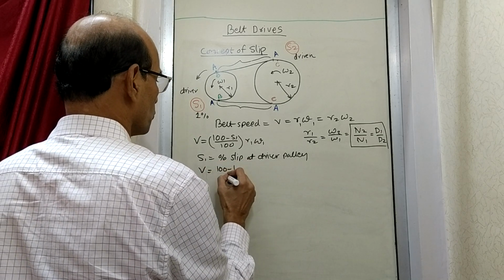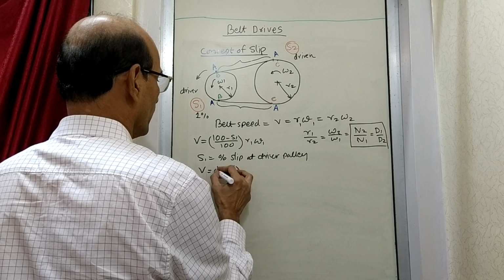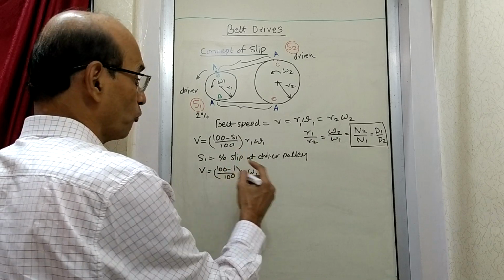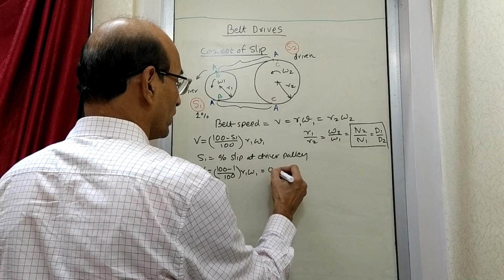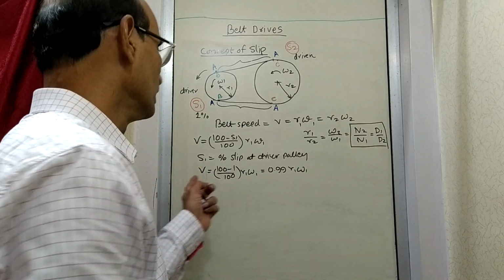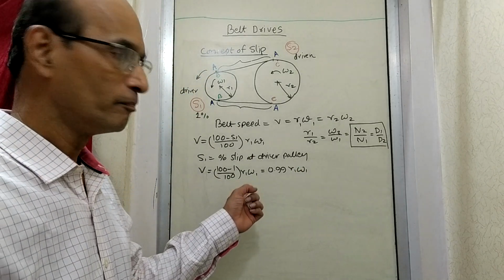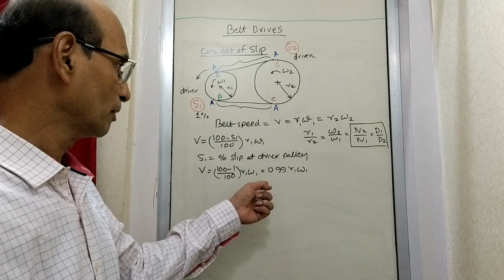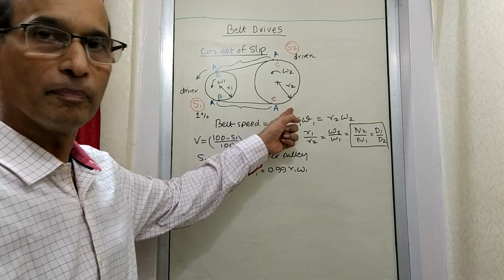(100 minus 1) upon 100 into R1 omega 1. So instead of this factor becoming 1, it will become 99 upon 100. That means 0.99 times R1 omega 1. So you can see here there is some drop in speed because of 1% slip. So there is some droppage here. Same droppage will take place here also.